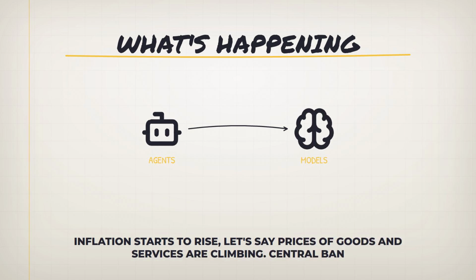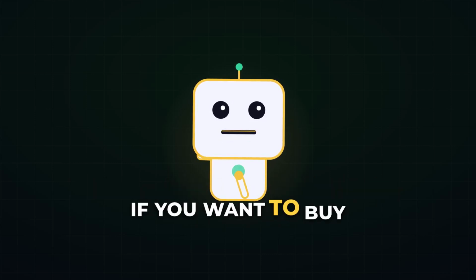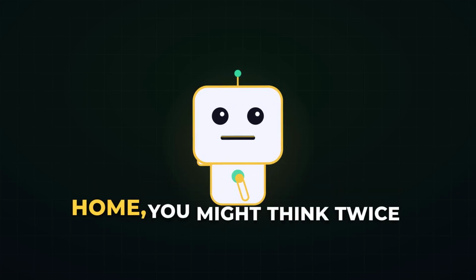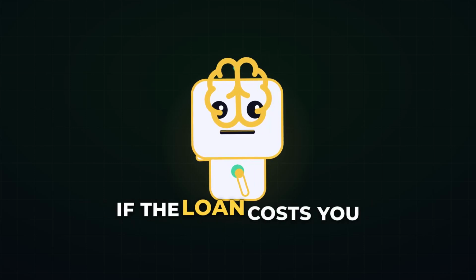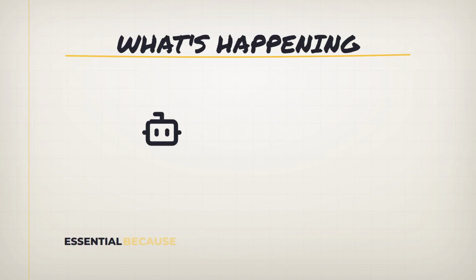When inflation starts to rise, let's say prices of goods and services are climbing, central banks often respond by increasing interest rates. Higher rates mean that loans become more expensive. For example, if you want to buy a new car or a home, you might think twice if the loan costs you more. This slowdown in spending can ease demand, which is essential because lower demand helps stabilize or even reduce prices.